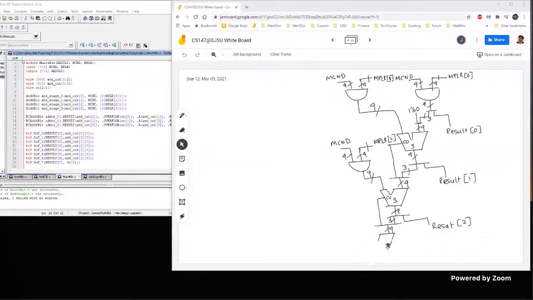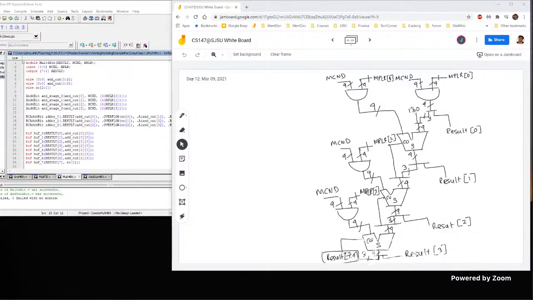By joining the carry out from here, and this is coming from another AND, the replicated multiplier bit 3 with the multiplicand, 4 bits. 1 bit goes out as result bit 3, and the rest of the 3 bits along with the carry out are basically your result bits 7 to 4.